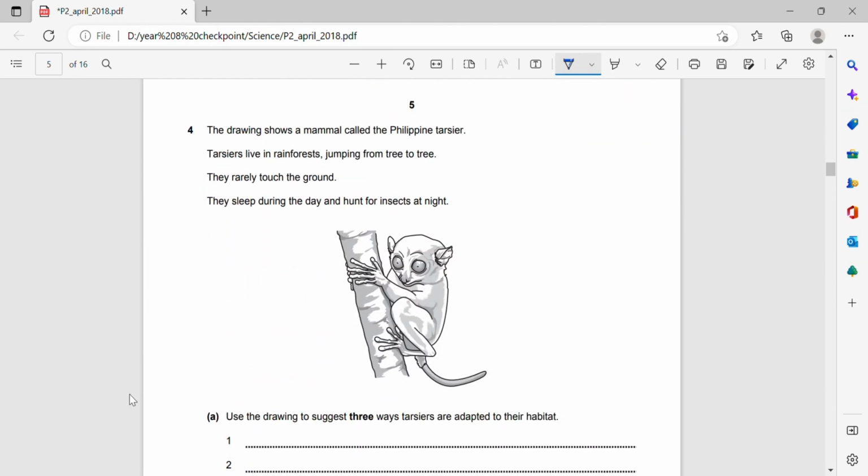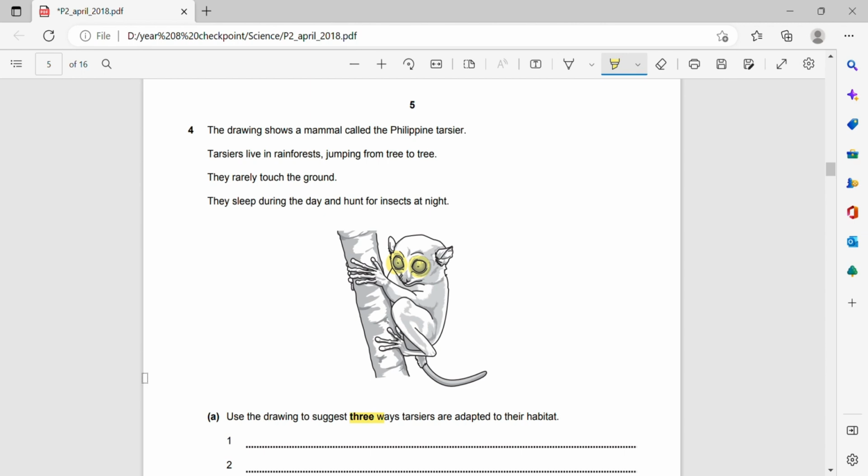Next question. The drawing shows a mammal called the Philippine tarsier. Tarsiers live in rainforests, jumping from tree to tree. They rarely touch the ground. They sleep during the day and hunt for insects at night. Use the drawing to suggest 3 ways tarsiers are adapted to their habitat. Let's look at the picture and find out 3 ways. First, we have very clear wide eyes.